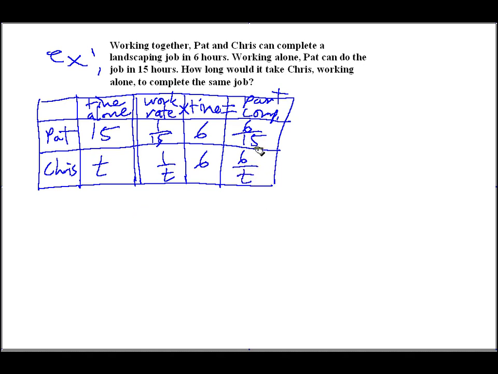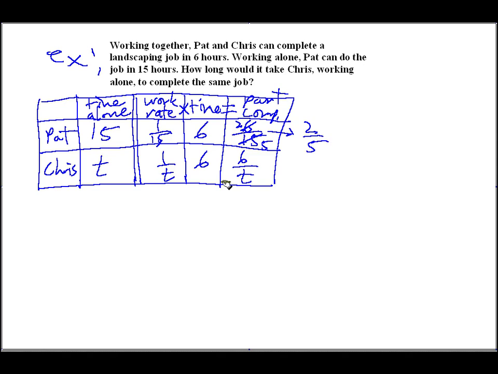Let's do one additional mathematical thing here. Look at 6 over 15. Can I reduce that? Yes, because 3 goes into 6 and 15. 3 into 6 is twice, and 3 into 15 is 5 times. So isn't that 2/5?